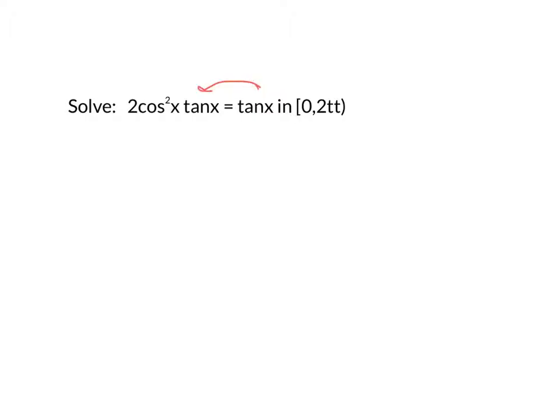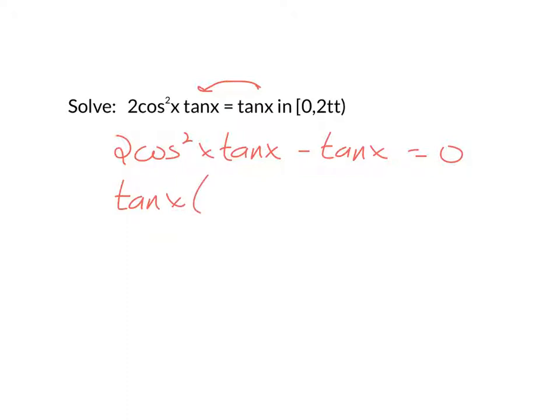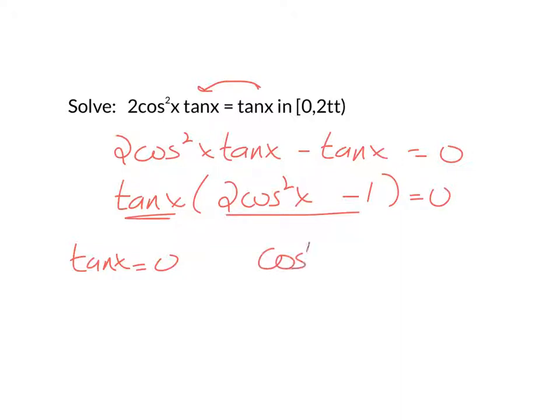What you want to do instead is move that tangent over here to the left-hand side, along with the other trig functions. And the reason you do that is because now you can factor it out. So if you factor out the tangent from both terms, that will leave you with 2 cosine squared x in the first term and a minus 1 in the second term. So now it's factored, which means either tangent x equals 0, or I have this situation here where basically cosine squared is 1/2.